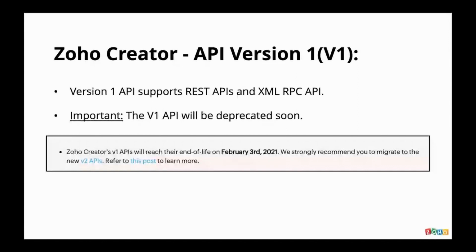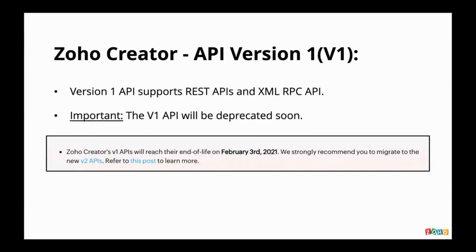Next, let's talk about version 1 of API. Version 1 API, V1 API, supports REST API and XML RPC APIs. REST APIs can be used to perform simple add, delete, and update operations. It's going to enable a user to add only one record at a time in a specific application. So that's about the V1 API.